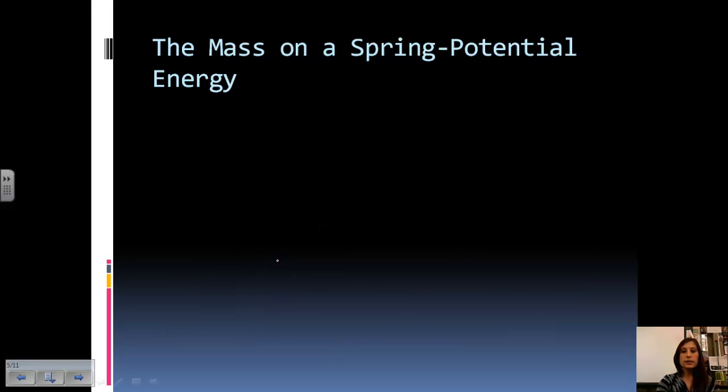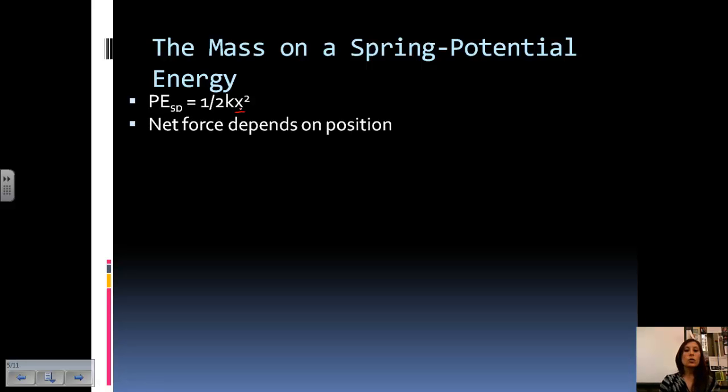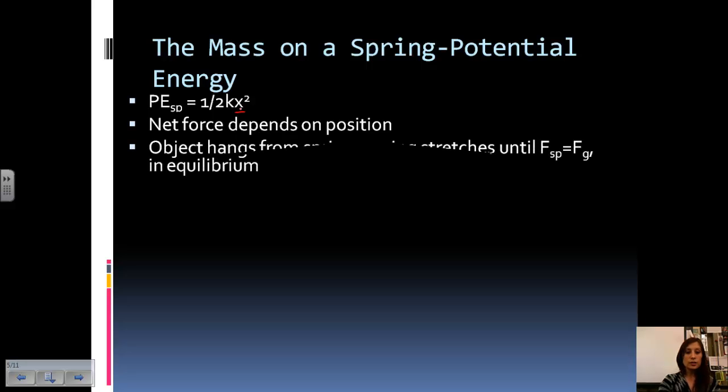Okay, we can also look at the mass on a spring and relate that to potential energy. And so potential energy of a spring is equal to 1/2 times the spring constant times the distance that the spring was stretched, that value squared. And so the net force of the spring depends on its position.